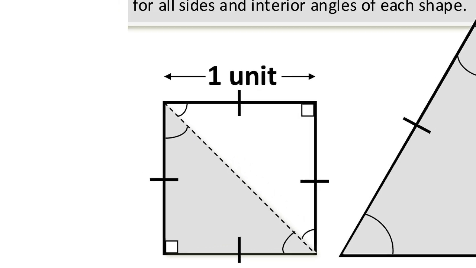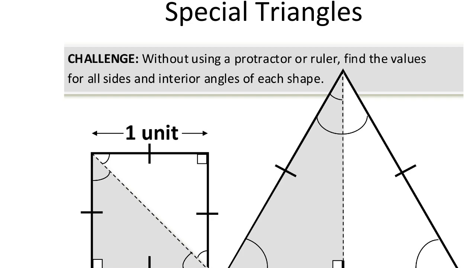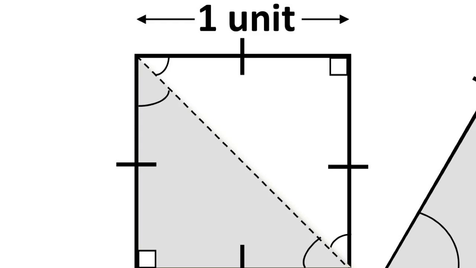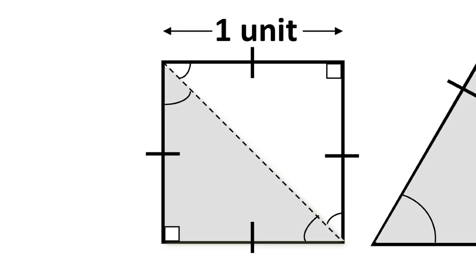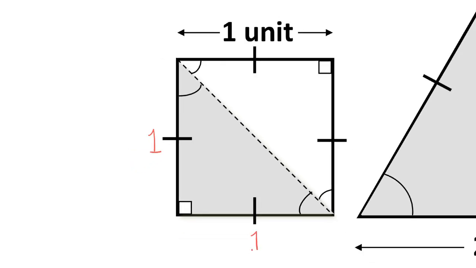So the challenge that I'm giving is, without using a protractor or ruler, to find the values for all the sides and interior angles of each of these shapes. So we'll start here with this one. When we look at this, we can see that this would be a length of 1, and then this would be a length of 1, which means that if we wanted to find the third side, we could use Pythagorean theorem. Pythagorean theorem says square one side and add to the square of the other side, and that will give you the square of the longest side, which is c squared.